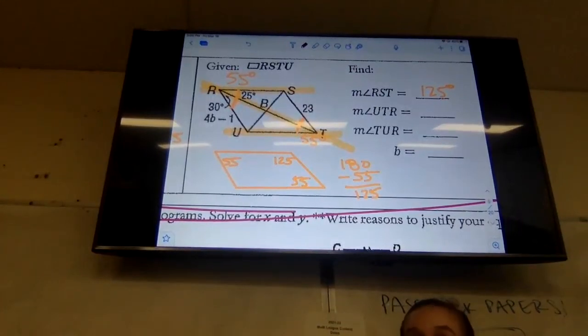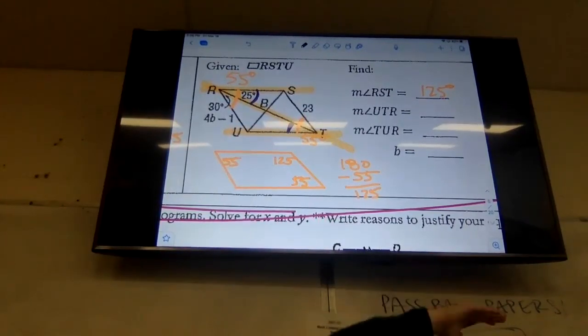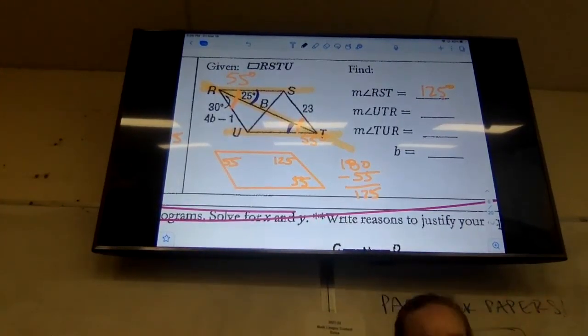Yeah, finish that thought. Alternate interior angles are congruent. Oh. So what I've got is I care about this angle right here at UTR, and I know UT and RS are parallel because it's a parallelogram, and I can think of RT as being that transversal. They're parallel lines, so I've got alternate interior angles, so UTR is 25 degrees.